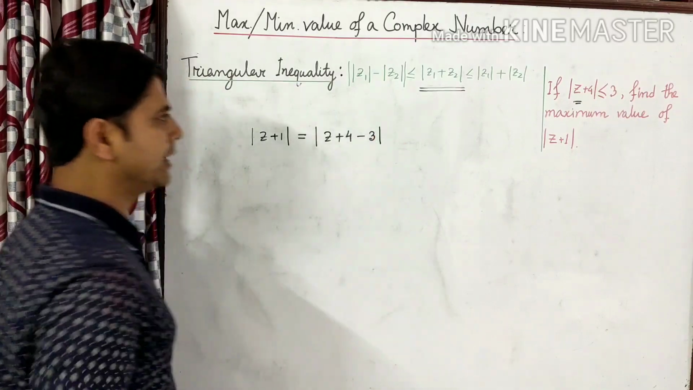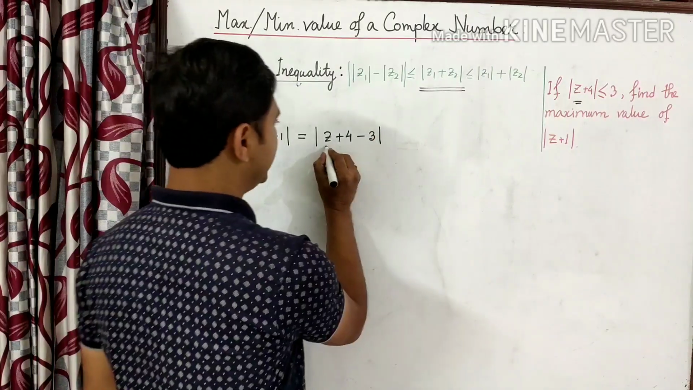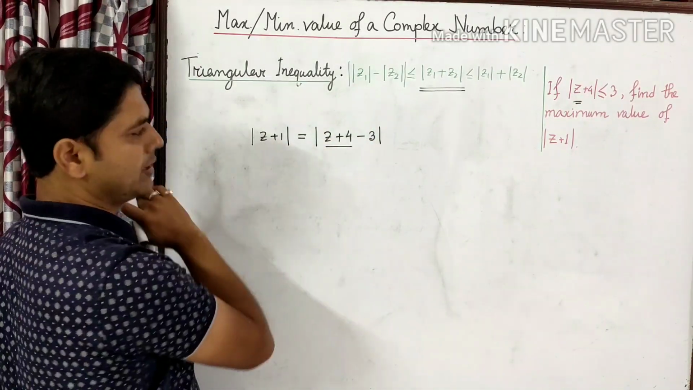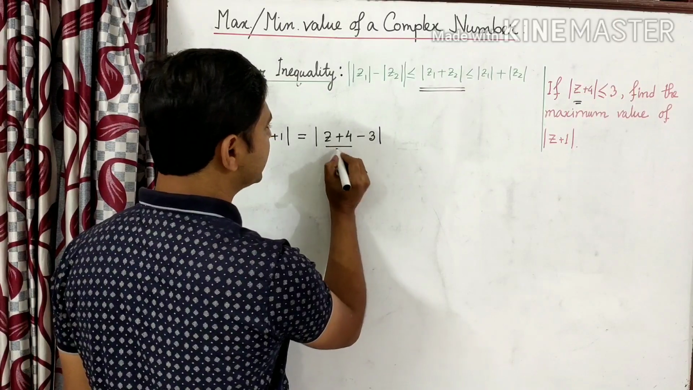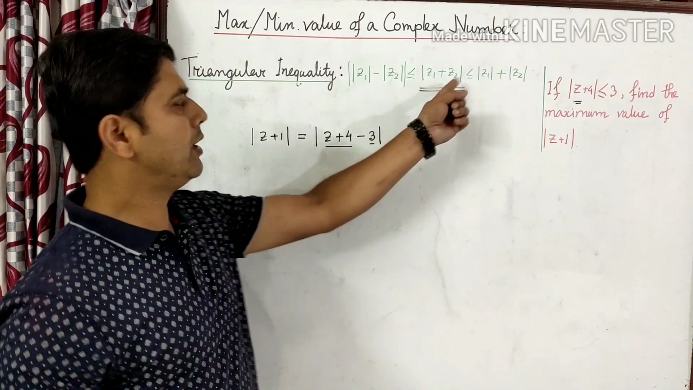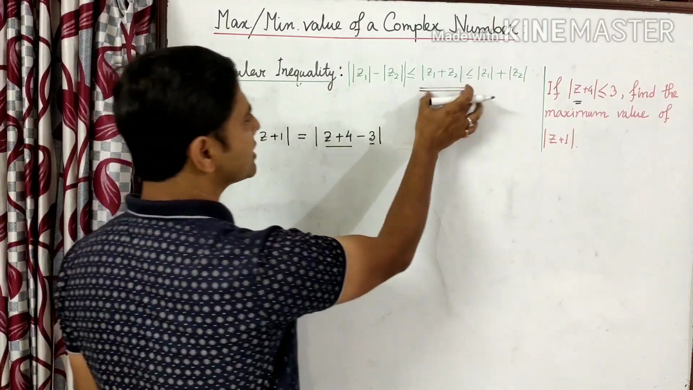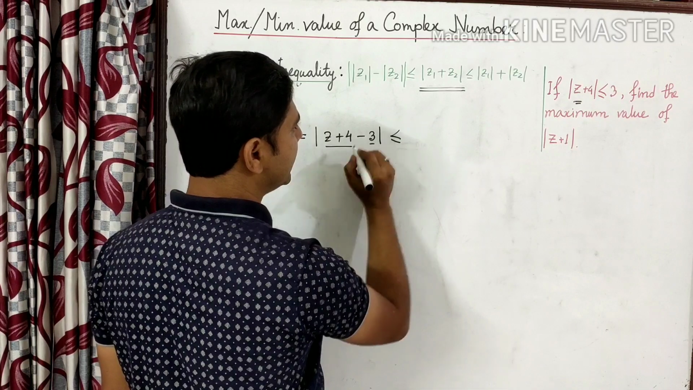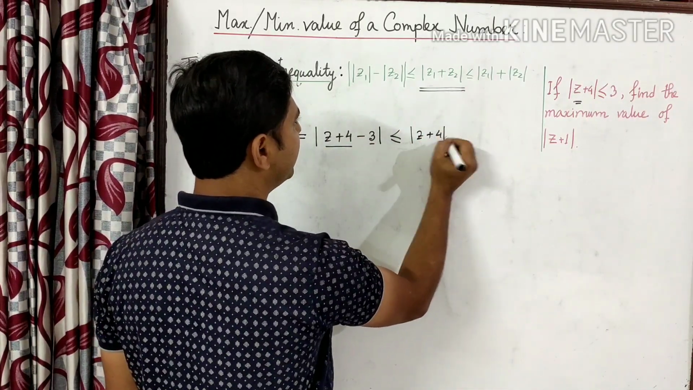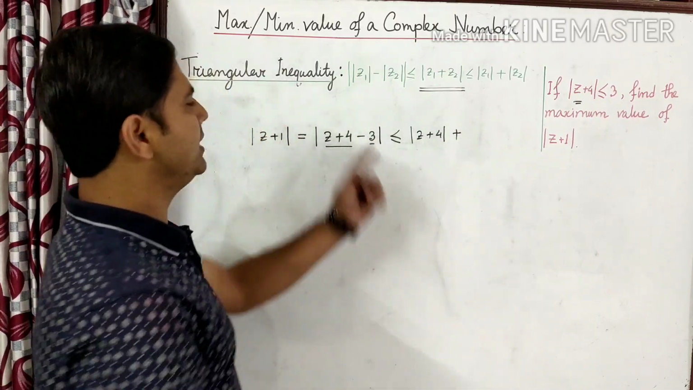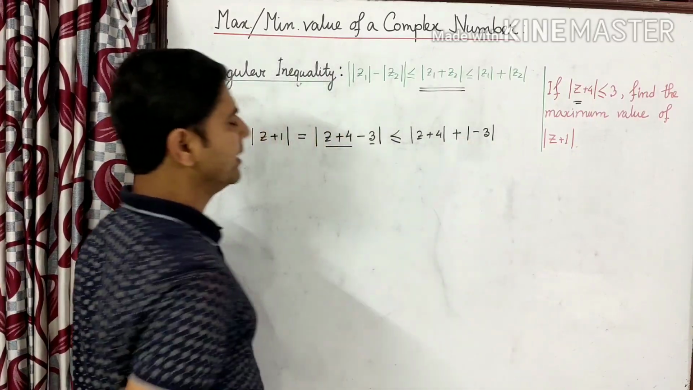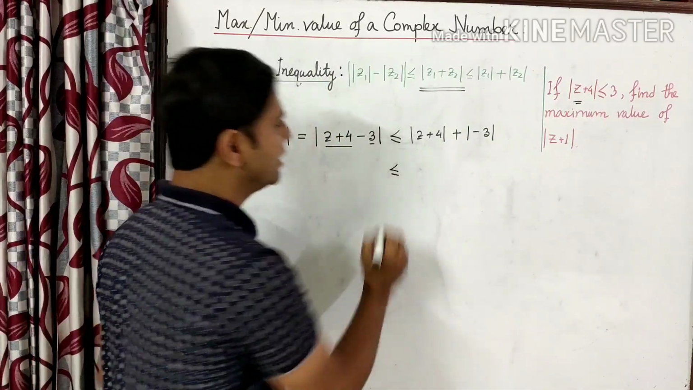It can be written like that. I express it as z plus 4, this one, minus 3. After simplification of this part you have z plus 1. Now one complex number is z plus 4 and another is minus 3. You have to express this one as z1 plus z2. By using this triangular inequality you can express like that: the value of z1, mod of z plus 4, plus the value of z2, mod of minus 3.